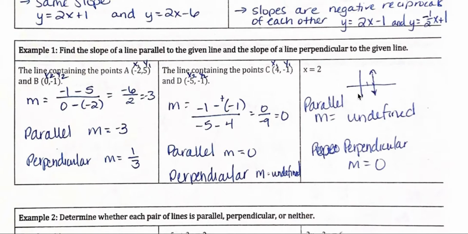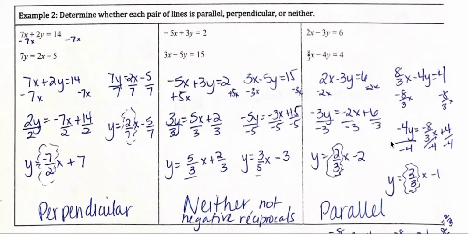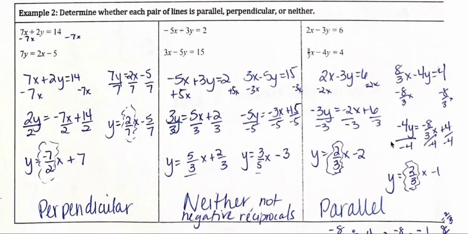And here's kind of a sketch of what that would look like. Okay, so this would originally have a slope of 0, it would be a horizontal line, and then perpendicular, straight up and down, and that has an undefined slope, which is also shown right there. All right, example 2, you need to determine whether each pair of lines are parallel, perpendicular, or neither. In order to do that, you need to get both of these equations into slope-intercept form.